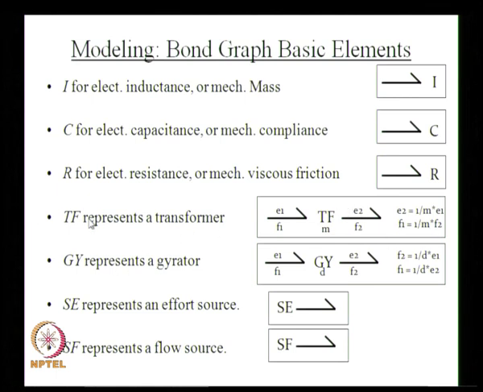And there is another element called gyrator. This is different from a transformer. In this case the relationship is between E1 and F2 and between F1 and E2. Basically the effort is converted to a flow and this flow is converted to an effort. That is why we use a gyrator.